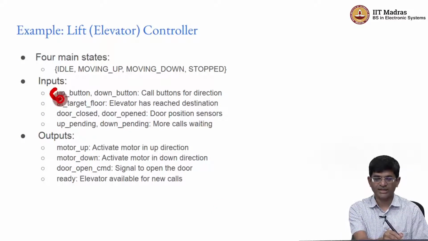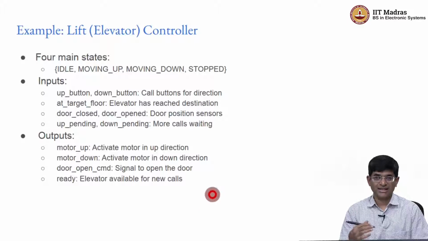As you can see, only these two are user visible. The rest of them are things that are generated internally but are nevertheless important for the functioning of the lift. And then we have certain outputs. In particular, there is a motor up and a motor down, which would activate whether the lift is going up or down. There is a signal to open the door, and there is also a signal which usually is some kind of an indicator that the lift is available for new calls, right. You can call it either up or down.